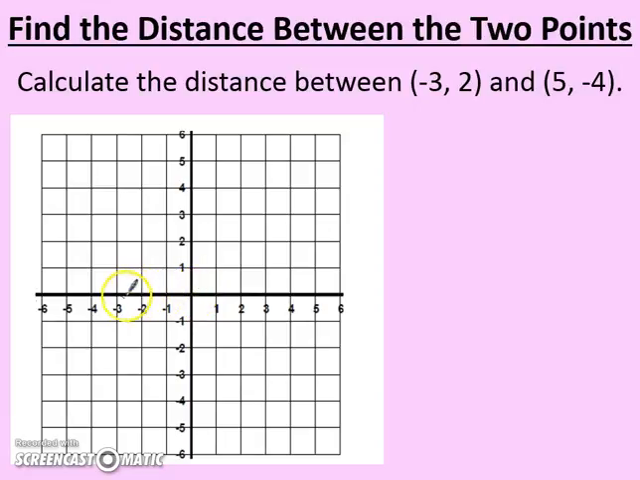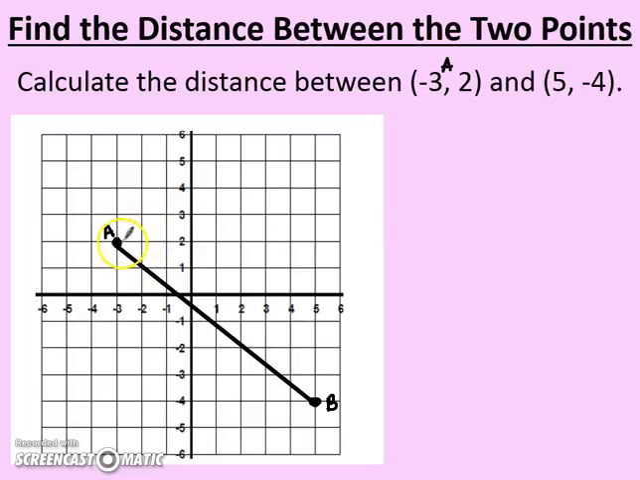(-3, 2), so to the left 3 and up 2, so this is your first point. I'm going to call it A. And this is your second point, (5, -4), so going over 5, down 4, this is point B. Now if you connect those, okay, that gives you a very straight line between them.